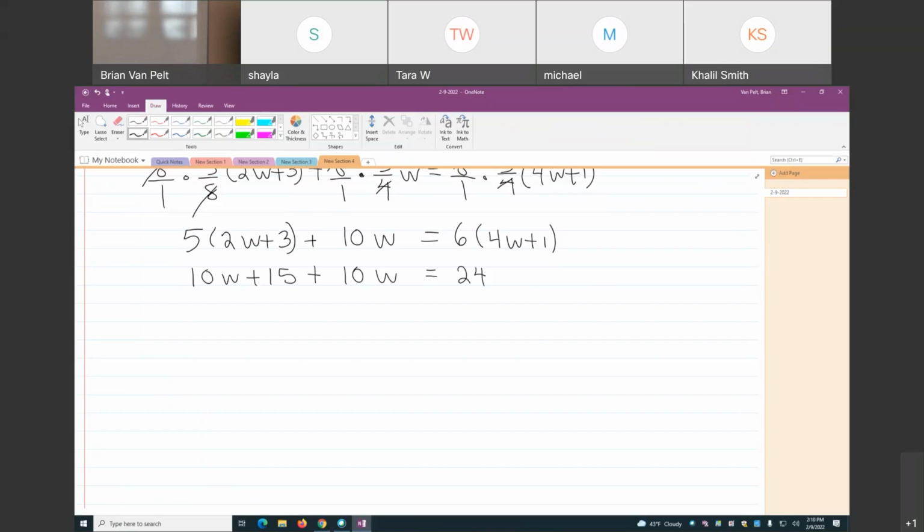Now what? You've got to combine them first. So it's 20W. Simplify it all the way first, and then start moving stuff around.